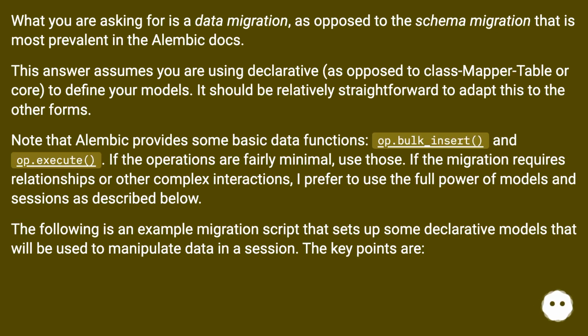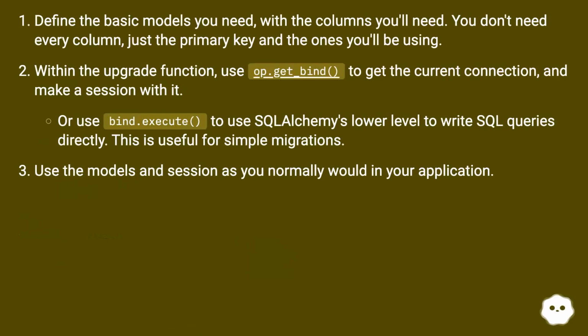The key points are: define the basic models you need, with the columns you'll need. You don't need every column, just the primary key and the ones you'll be using. Within the upgrade function, use op.get_bind to get the current connection and make a session with it. Or use bind.execute to use SQLAlchemy's lower level to write SQL queries directly. This is useful for simple migrations. Use the models and session as you normally would in your application.